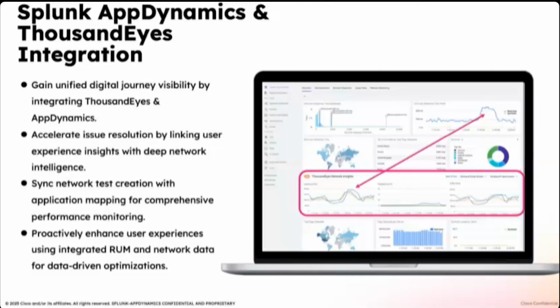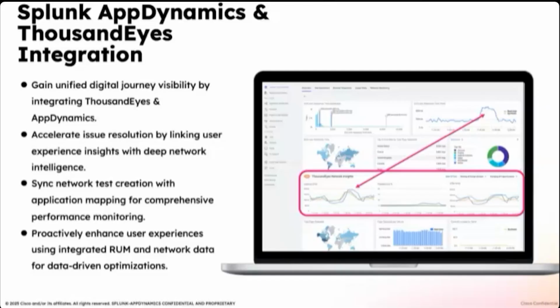You can sync network tests creation between application maps for end-to-end monitoring. And basically what this helps you to do is move from reactive troubleshooting to proactive optimization, so that it ensures seamless performance across infrastructure, application, and network layers.